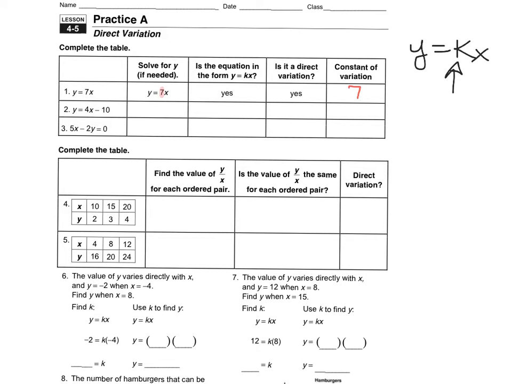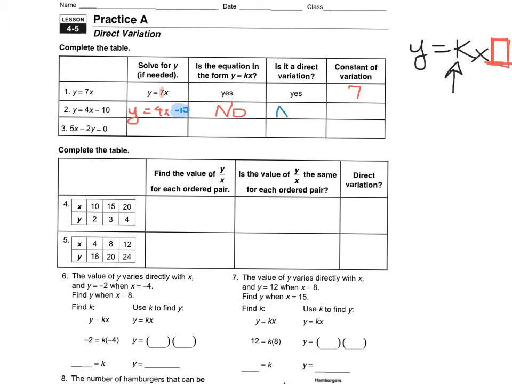For the number 2, it says solve for y if needed. Okay? It wasn't needed, it was already done, so I'm just going to rewrite the equation in this next box. So it's 4x minus 10 in that section. Okay, is the equation in y equals kx form? Remember before Thanksgiving I told you if there was anything being added or subtracted to this kx, then it was not a direct variation. So in this box, you would say no because it has this minus 10. This makes it not a direct variation.